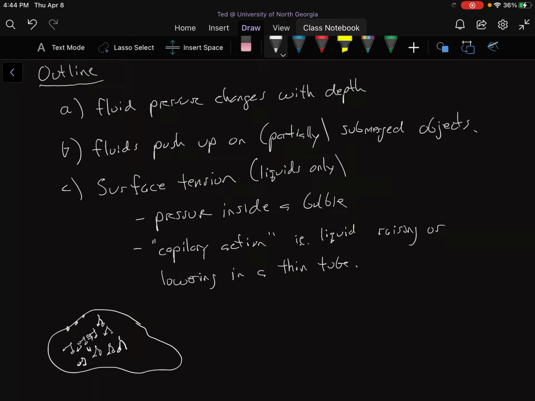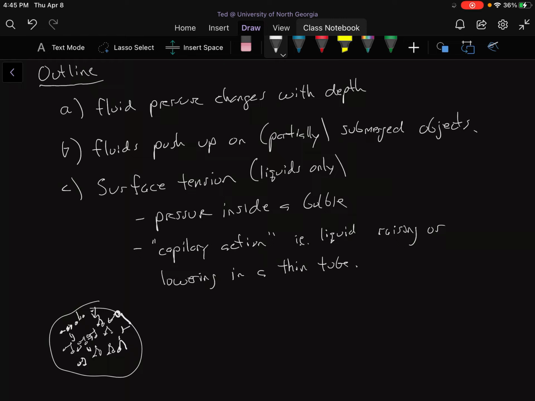But if you happen to be one of the molecules on the surface, okay, you're pulled in by the other molecules, and you're pulled sideways by the molecules next to you, but you're not being pulled out because there are no water molecules or other kinds of liquid molecules on the outside of the little blob. So this results in a net inward force on the surface of the water or the liquid, and that net inward force on the surface is called surface tension.